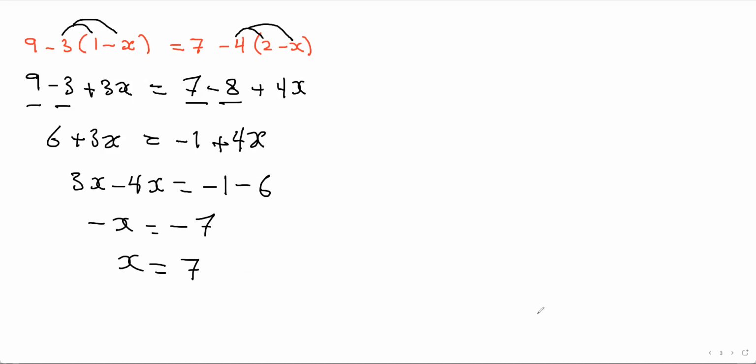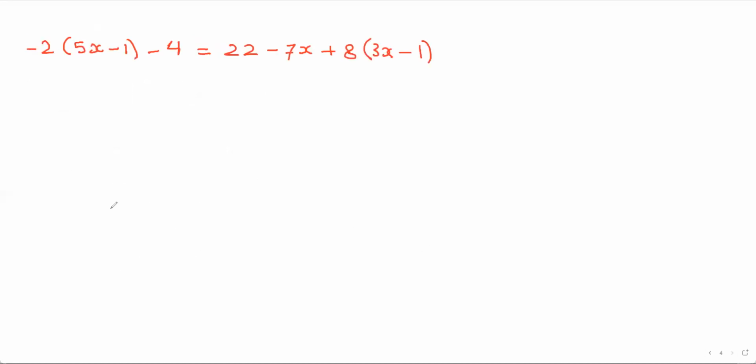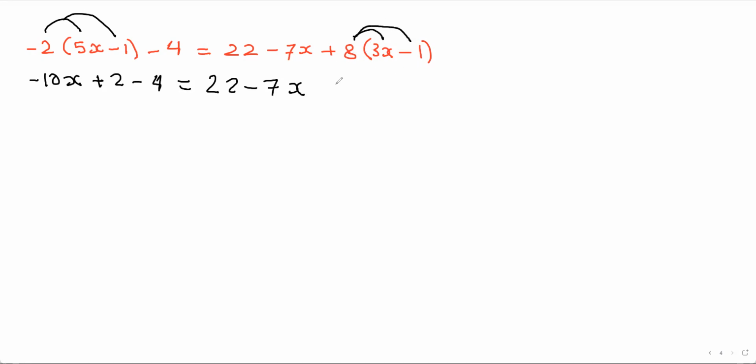Anyways, one more. So here, distributive property again. So this times here, times there. So that gives me negative 10x. Negative 2 times negative 1 will give me plus 2. We have minus 4 still there. Equals 22 minus 7x. Now the 8 here in the brackets means you have to multiply the 8 into here. So that gives me plus 24x minus 8.